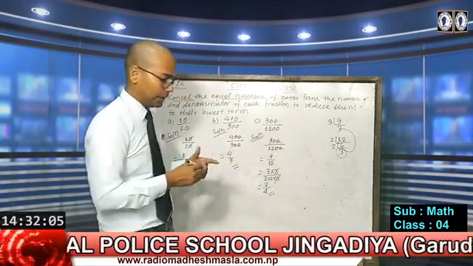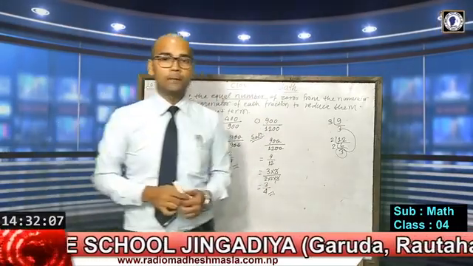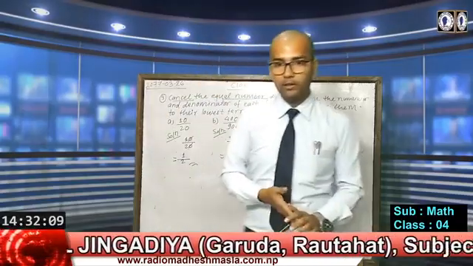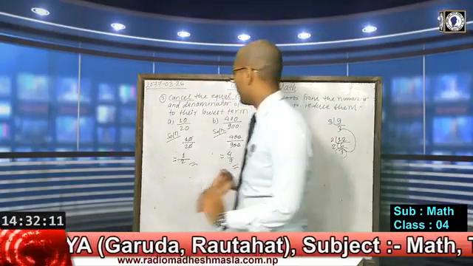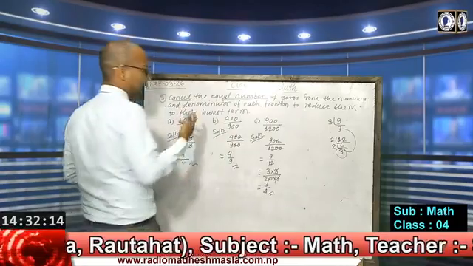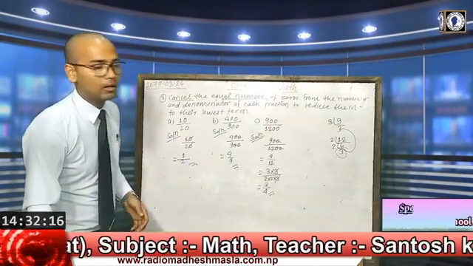So in this way, students, you can find the lowest term of different fractions by cancelling zeros or cancelling the highest common factors.